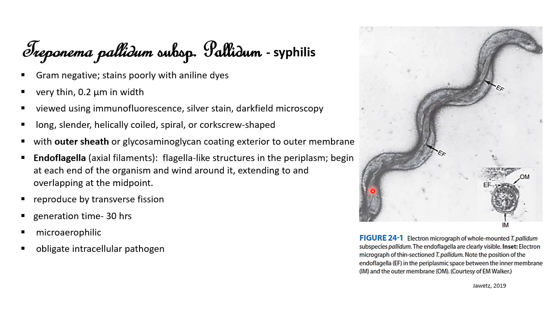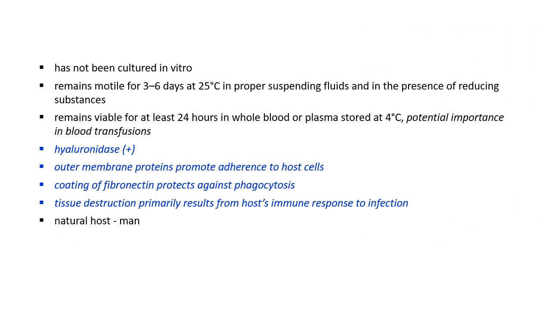The organism reproduces by transverse fission. However, we can see that the generation time is very long. It has a generation time of 30 hours. The organism is microaerophilic, and it is an obligate intracellular pathogen. The spirochete has not been cultured in vitro.